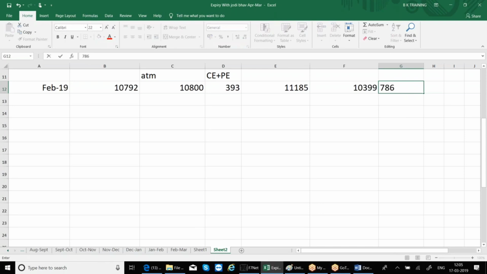मार्केट मूवमेंट इज अप्रोक्सीमेटली 786 पॉइंट्स. Now this 786 points, how does the market move? It can go to 11185, then come to 10,399, or it can go to 11185 and add again 393. So basically I got 786 ka range. So if I add again this plus this, I'll get 578. Right?